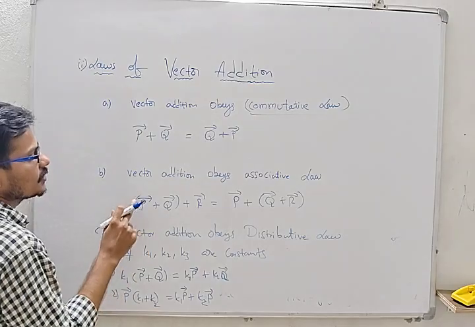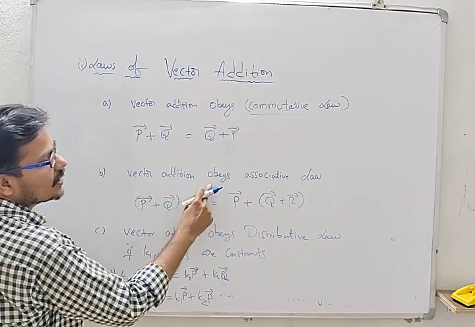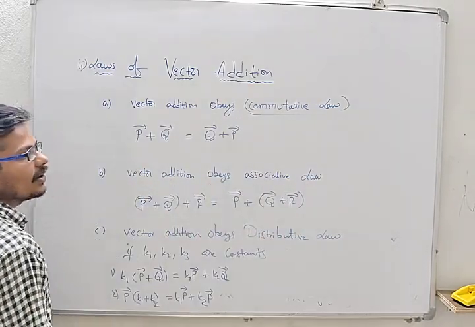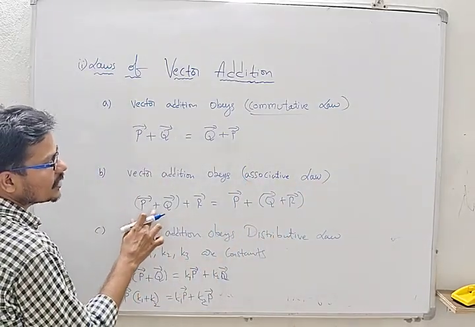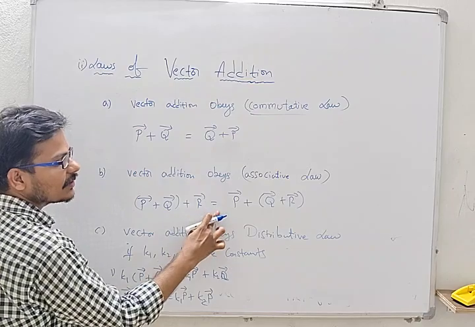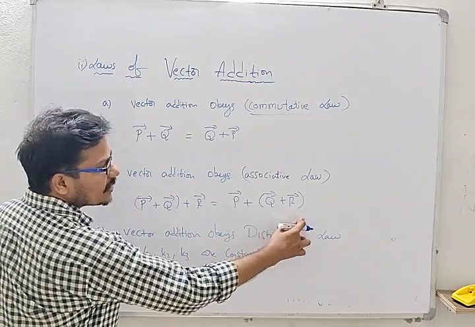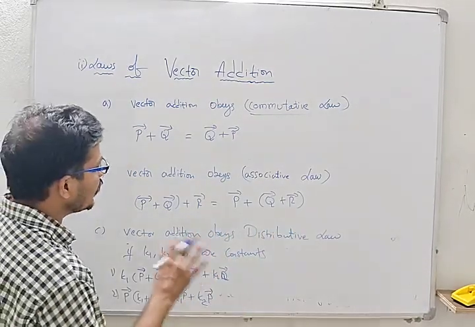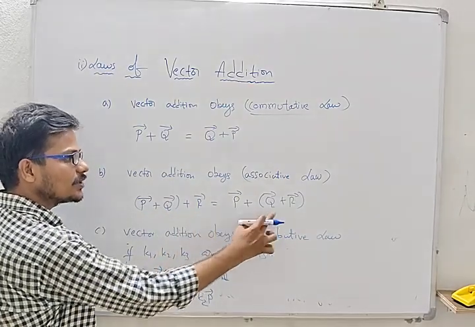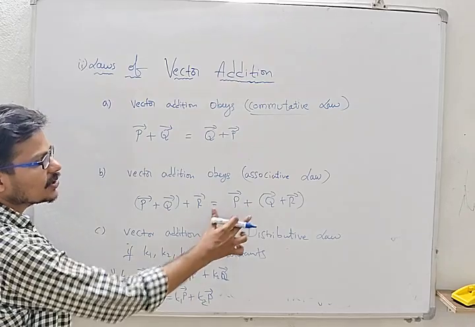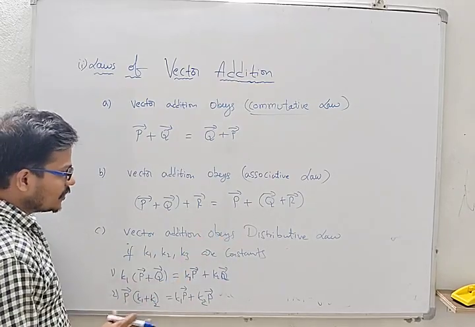Next, vector addition obeys the associative law. P plus Q plus R is equal to P plus Q plus R. In the associative law, with three vectors, grouping them in any order gives the same result. This is the associative law of vector addition.